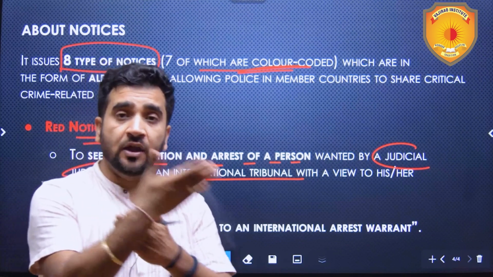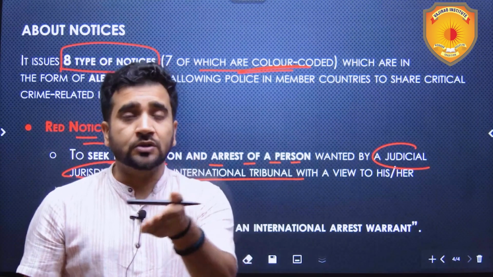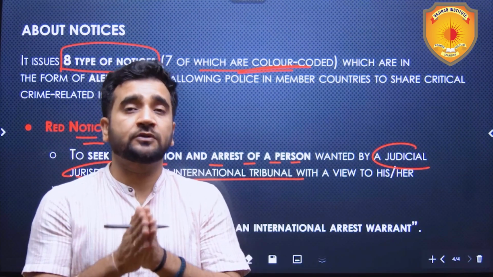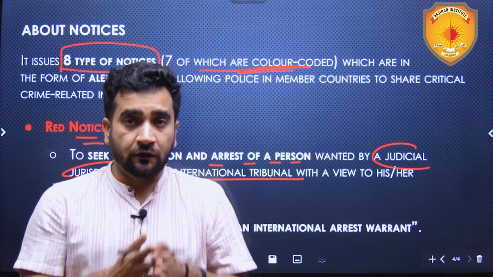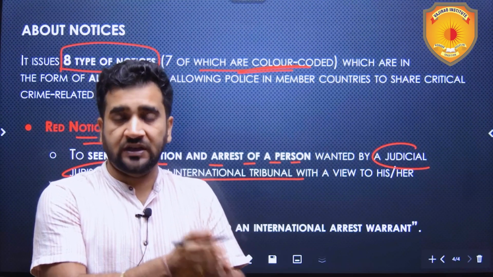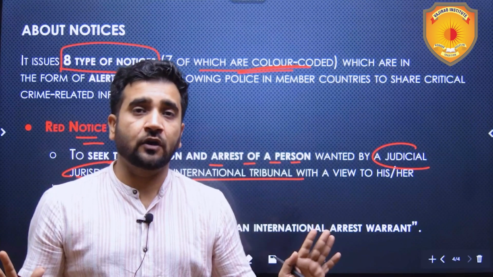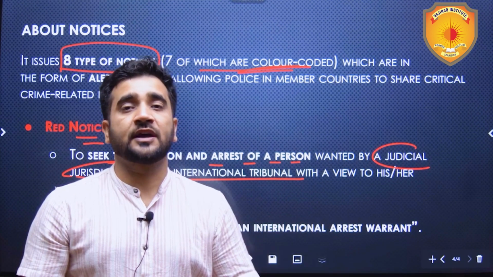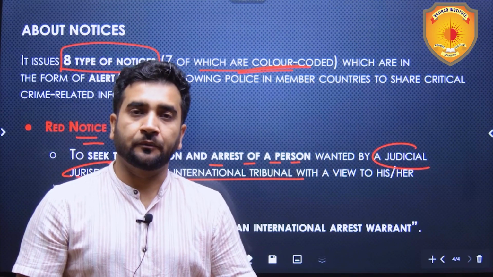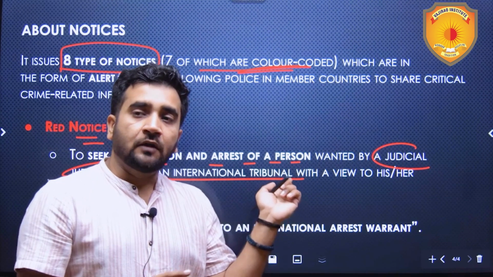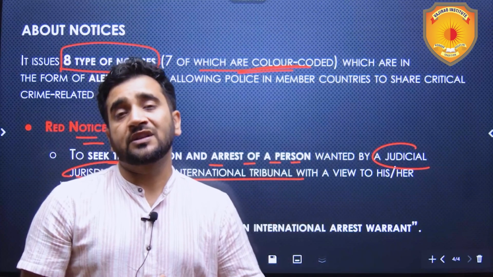Like last year, we requested Interpol to issue a red corner notice against Gurpatwant Singh Pannu. He was also in the news very recently. And then Interpol last year refused, saying that it was not going to issue a red corner notice against Gurpatwant Singh Pannu. But this time, against Karanveer Singh, a red corner notice has been issued.